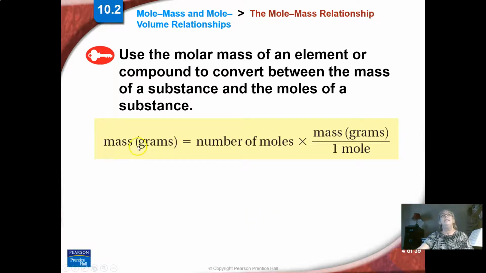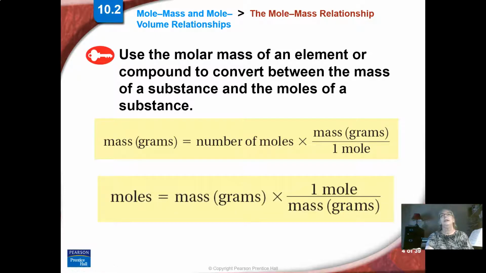We're going to take mass is number of moles times the molar mass. So remember, this is mass over 1 mole defined as molar mass. We had to figure out what the molar mass is based on the periodic table for atoms and for molecules. We did that in the last section. So we can find moles by taking mass and flipping this molar mass upside down, and the grams can cancel out, and we'll come up with moles. So we can flip this thing however we need it in the problem to get where we need to get to.